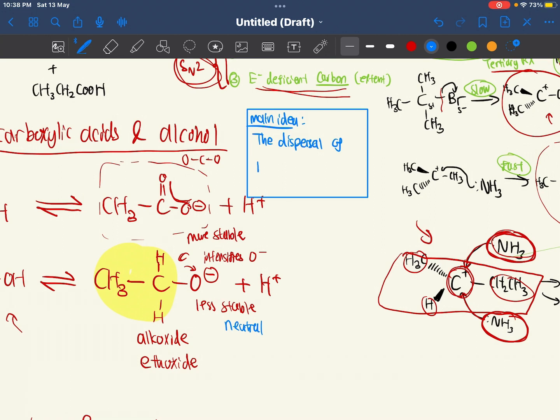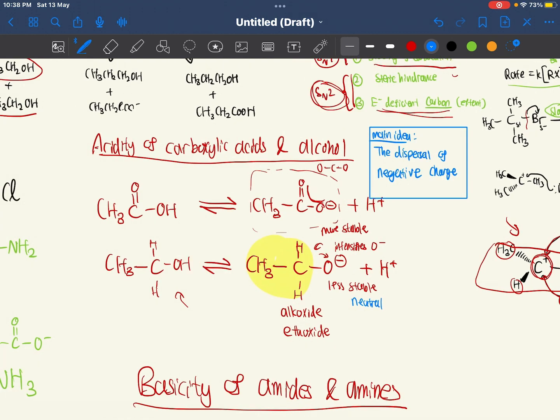So the main idea is the dispersal of negative charge. Recall earlier that when we formed the carbocation intermediate, it was about the dispersal of our positive charge. So similarly here, when we talk about anions, it's about the dispersal of negative charge. The more that we disperse it, the more stable it is. So the idea is the same.